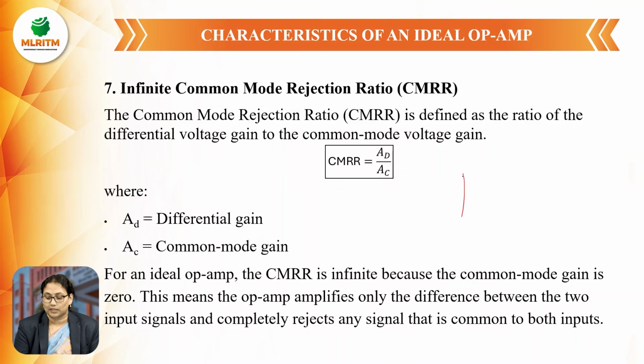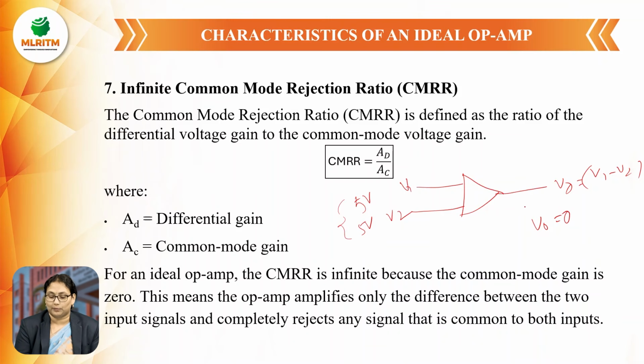Common mode signal means, suppose we know that an operational amplifier has two inputs V1 and V2 and the output is the difference V1 minus V2. Suppose we give 5 volts to each of the terminals, the output will be 0. That means if you give a common signal, the output will be 0. For that reason, we always reject the common signal. So the common mode rejection ratio should be a high value. For an ideal operational amplifier, it is infinity.